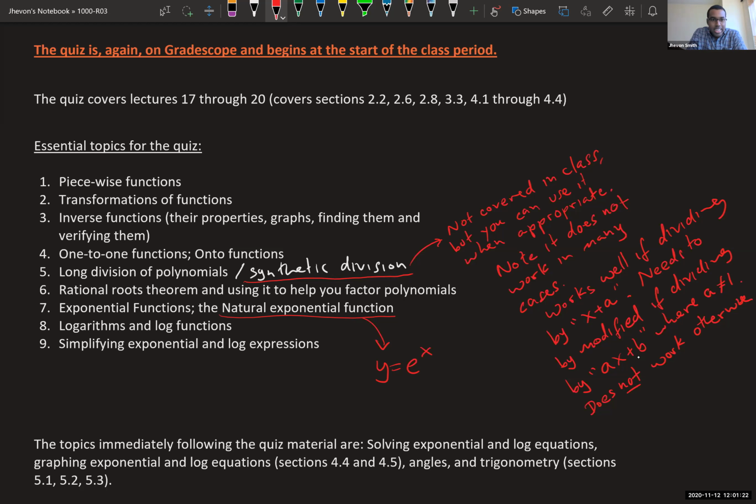Then the last thing is to simplify exponential and log expressions. So I can give you some convoluted expression with logarithms, and I can ask you to simplify the expression by expanding it into smaller logarithms. Or I can give you a bunch of small logarithms being added together, and I want you to combine it into a big logarithm. Or I can give you an exponential with a complicated power, and I expect you to simplify it, write it down as a simpler power. And yeah, things of that sort. So simplifying exponentials and logarithms. So those are all the topics that were covered in lectures 17 through 20.